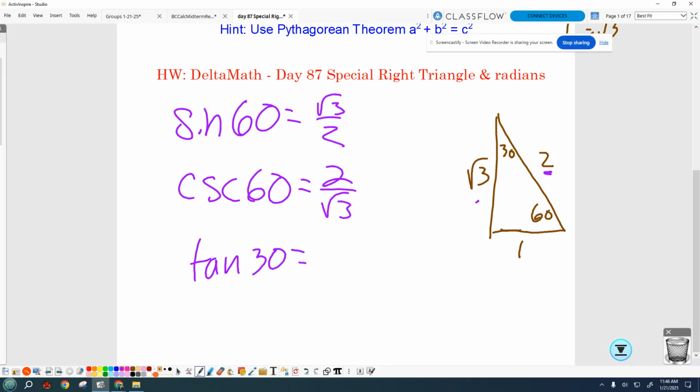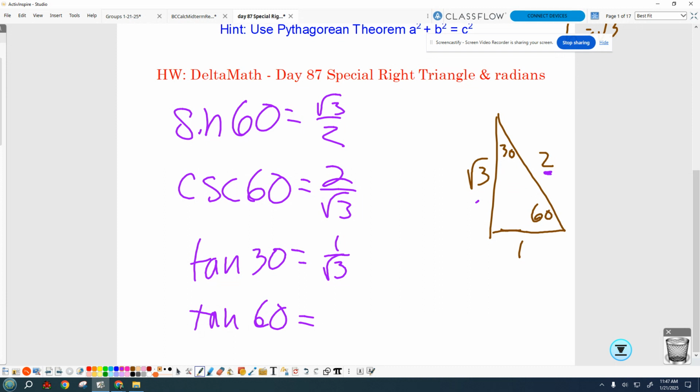Alex, what is tangent of 30? It's 1 over root 3. Gotta say the square root. 1 over root 3. Amelia, is it making any sense? Amelia, what is tangent of 60? 2 over 3. Tangent is opposite over what?